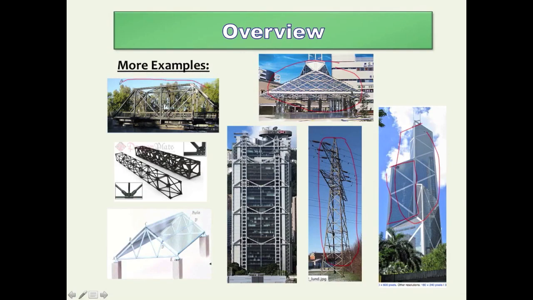This is a pedestrian bridge made of a simple truss. These are 3D trusses that are most probably used for transmission towers or other applications. This is a building. Again, you can see all these different truss elements that are combined together and build the main skeleton of this structure. And this is a roof structure.